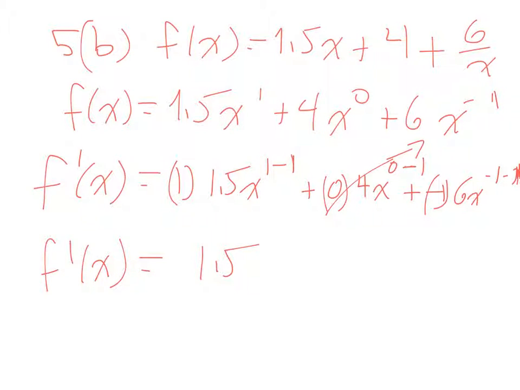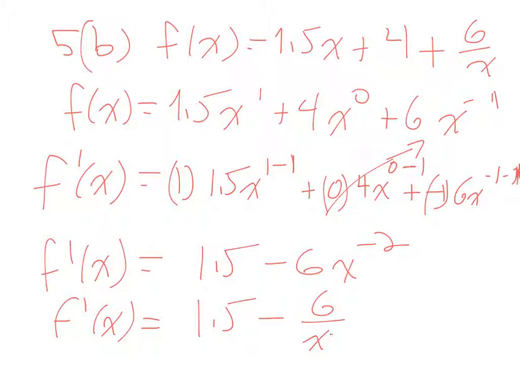Derivative of the second term was 0. And then the last term is a negative 6x to the minus 2. If you don't like the negative exponents, write it without negative exponents. F prime of x equals 1.5 minus 6 over x squared. There's our answer for part B.